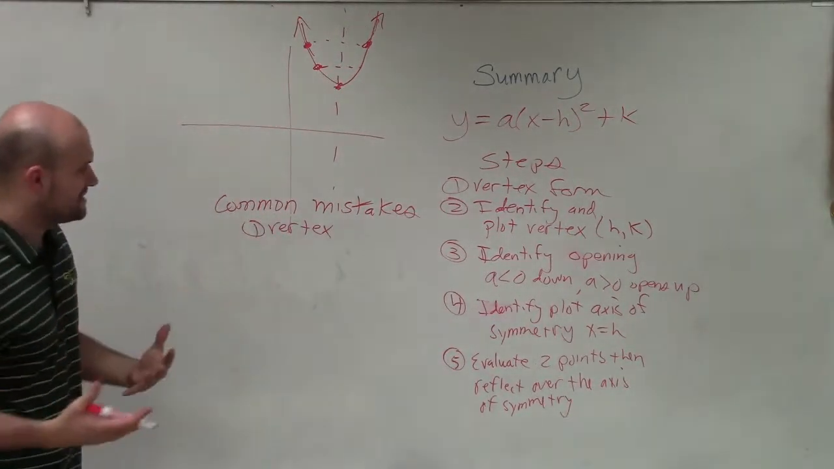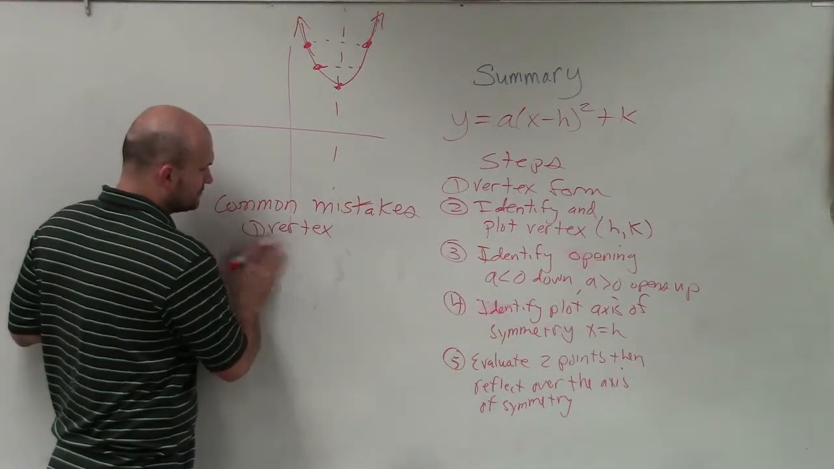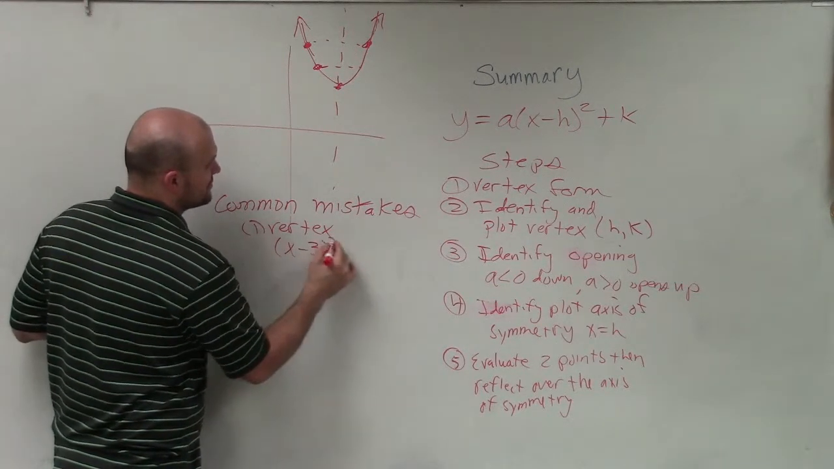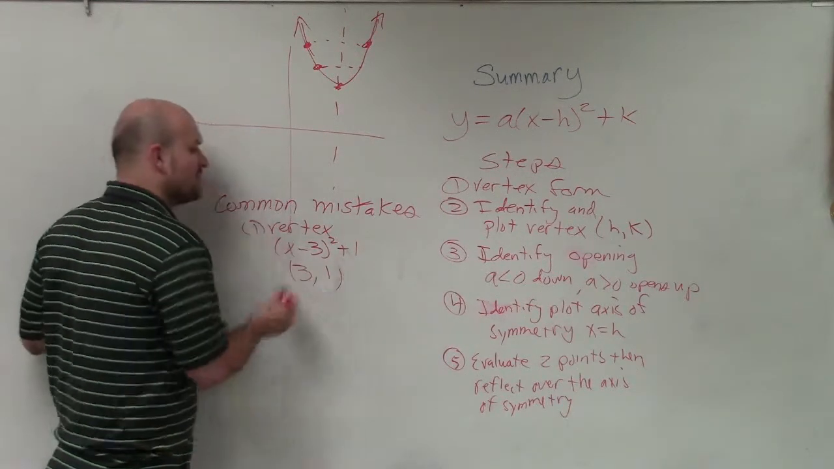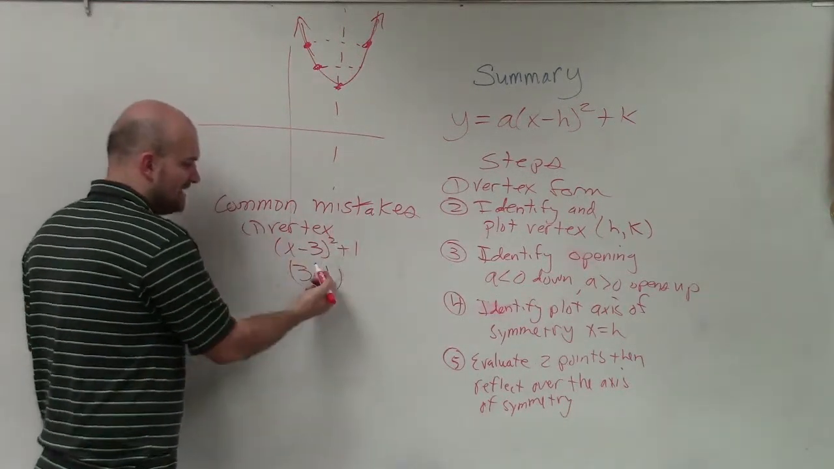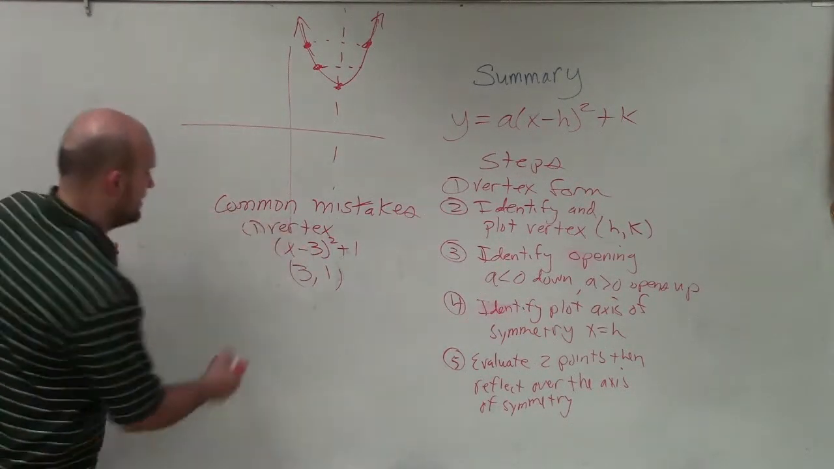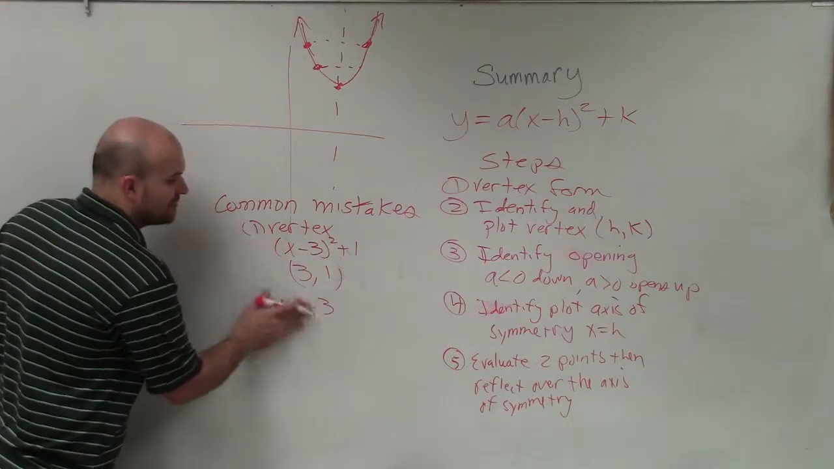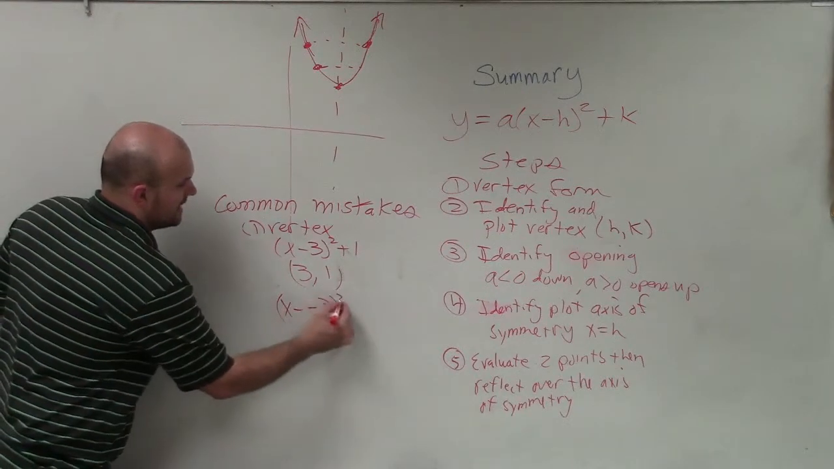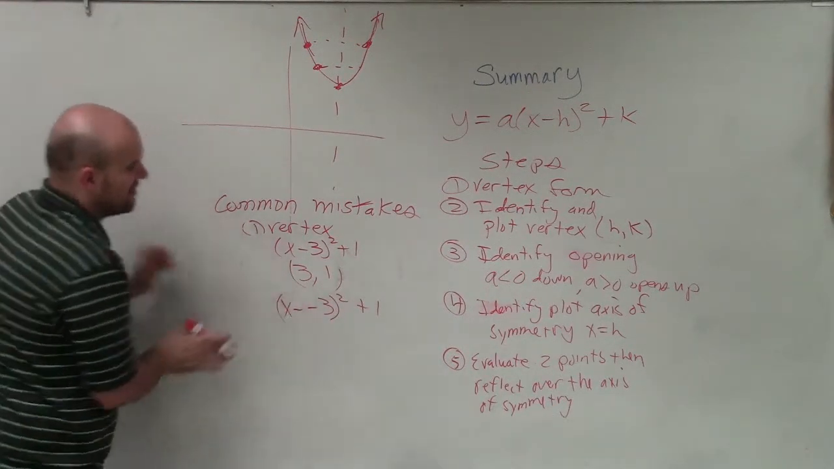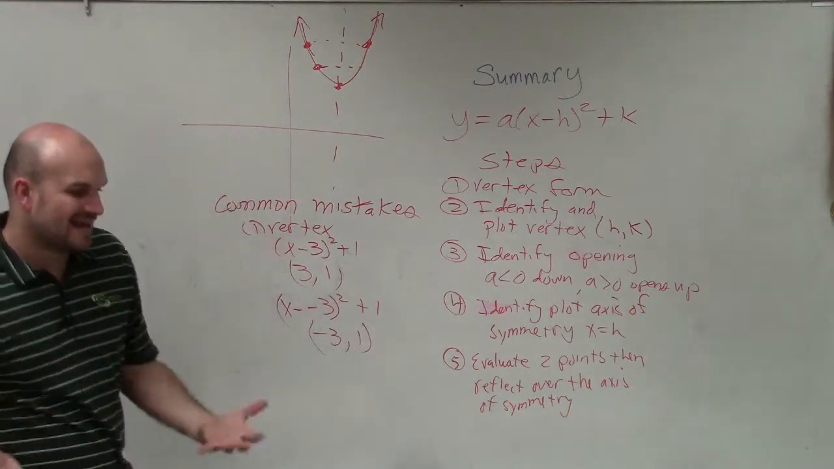When identifying the vertex, remember it's x opposite of h. So if I had x minus 3 squared plus 1, that vertex is going to be (3, 1), because remember it's x opposite of h. You can just cover up the x opposite and you can see that the value is 3. And if I had x plus 3, we want to rewrite that again as x opposite, so it'd be x opposite of negative 3. Again, cover up the x opposite and you're left with negative 3. So this vertex would be (-3, 1). Again, that's the major mistake.